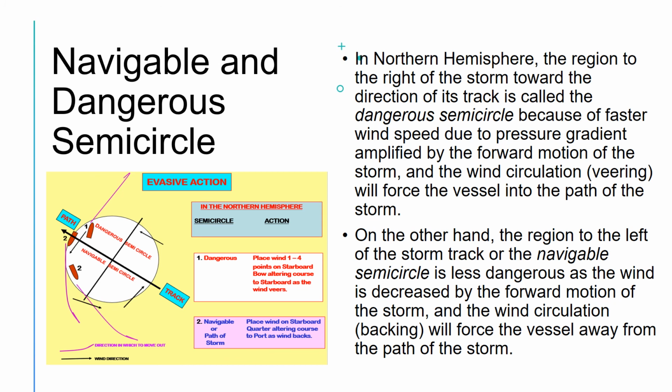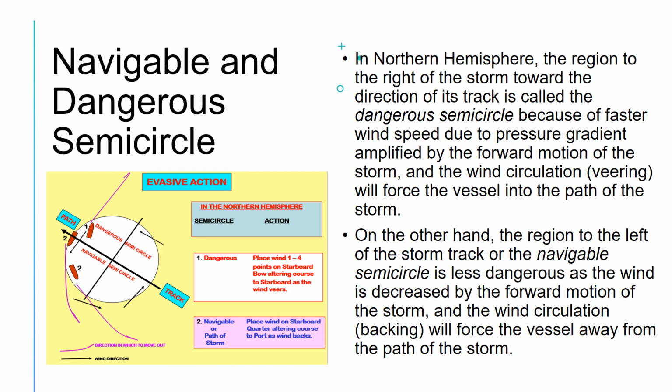So, we have navigable and dangerous semicircle. In northern hemisphere, the region to the right of the storm towards the direction of its track is called the dangerous semicircle because of faster wind speed due to the pressure gradient amplified by the forward motion of the storm, and the wind circulation will force the vessel into the path of the storm. On the other hand, the region to the left of the storm track, or the navigable semicircle, is less dangerous as the wind is decreased by the forward motion of the storm and the wind circulation will force the vessel away from the path of the storm.